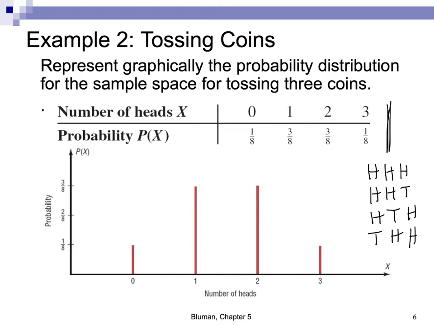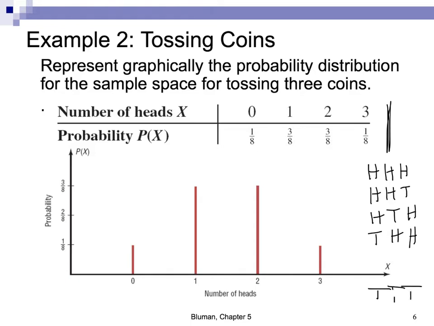So I don't have them all listed there, but there's a total of 8 different outcomes, and 3 of them have 1 head, 3 of them have 2 heads, 1 of them has 3 heads, that's this one right here, and then 1 of them has no heads. That would be the one that's tail, tail, tail. Okay?